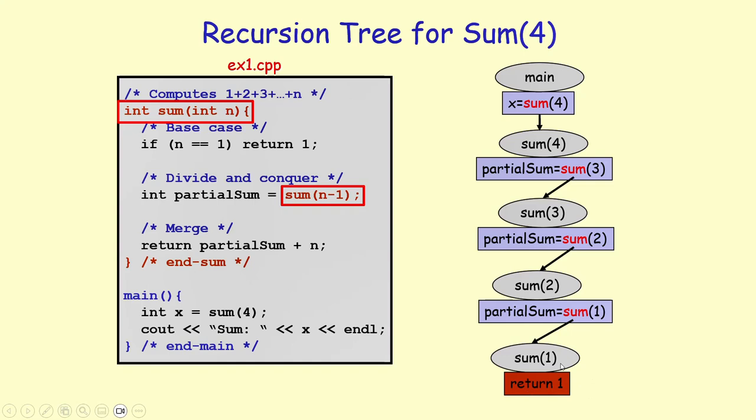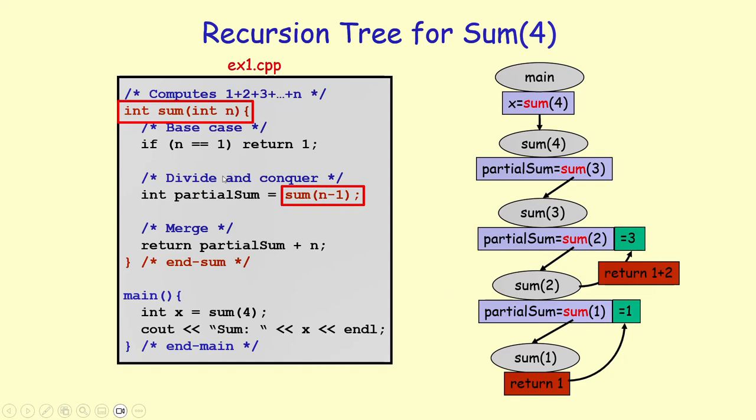When we return from sum 1, we are going to eventually return to partial sum equals sum n minus 1, which was in the context of sum 2. So now the partial sum, the local variable, in the context of sum 2 will have a value of 1. And the execution continues. We are at this point. The execution continues into the merge step, which says return partial sum plus n. Remember, the value of n within the context of sum 2 is 2. The value of the partial sum is 1, which is what we obtained from the recursion. Now we're going to say 1 plus 2, which is equal to 3.